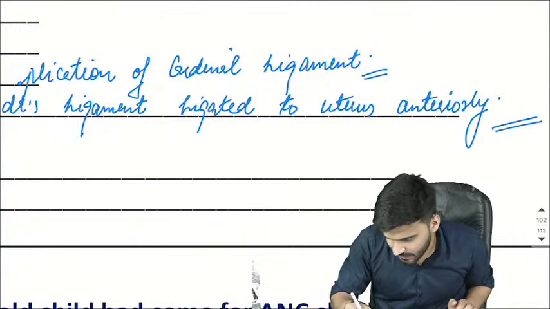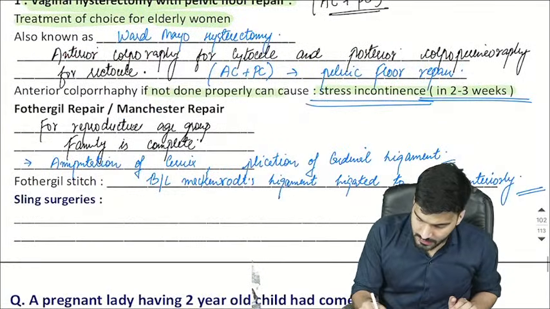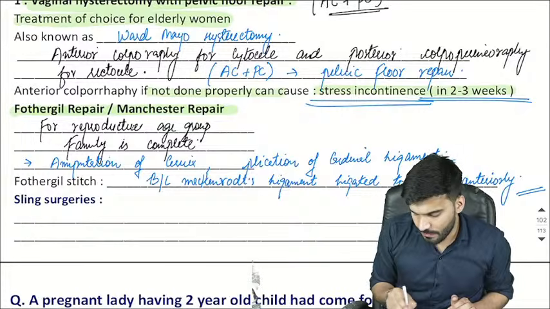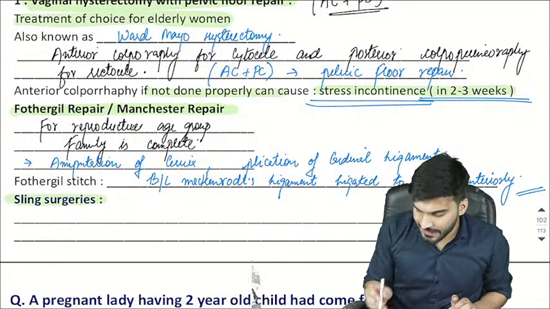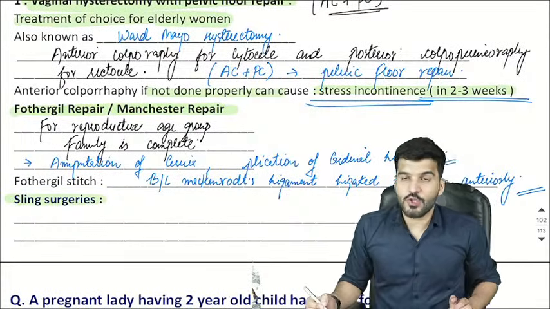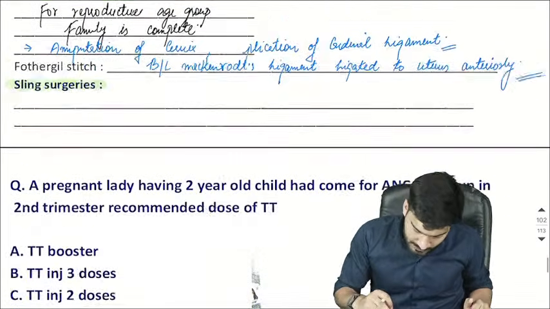Ligated to the uterus anteriorly. Okay, that is Fothergill repair or Manchester repair. Then we have sling surgeries. It's for women of reproductive age group who want a future child. So we go for the sling surgeries.